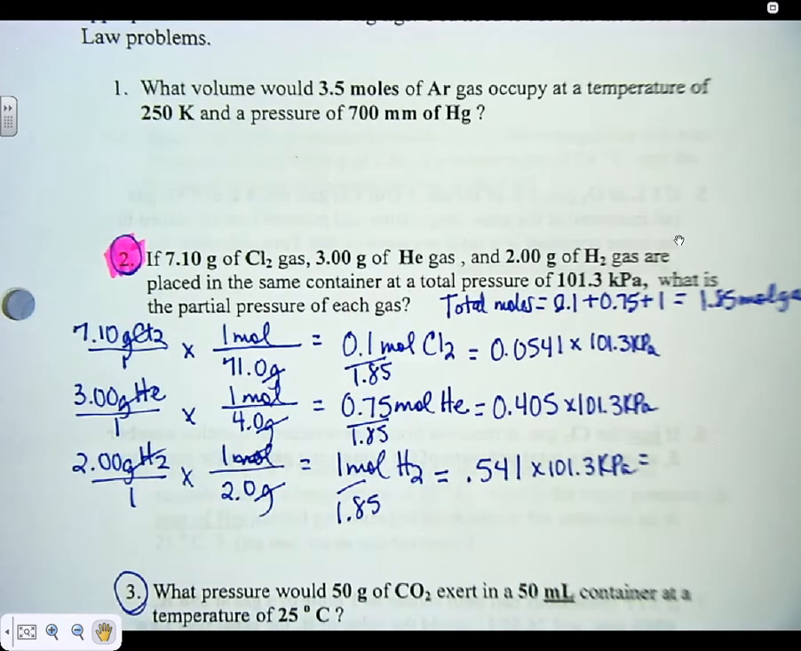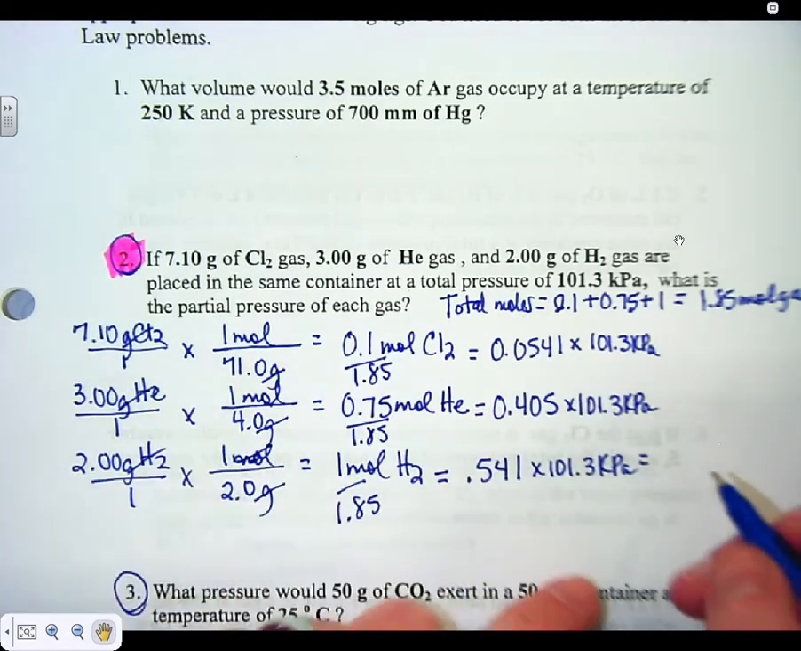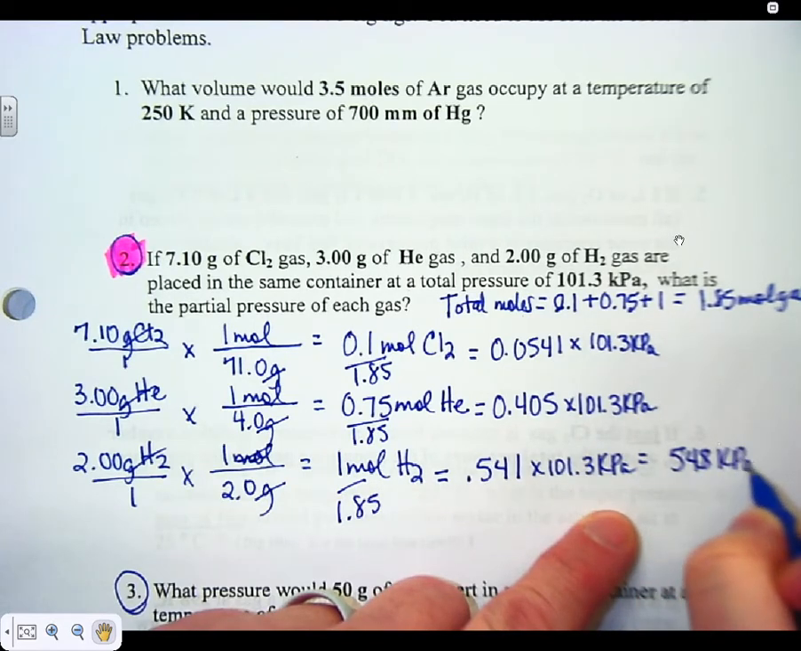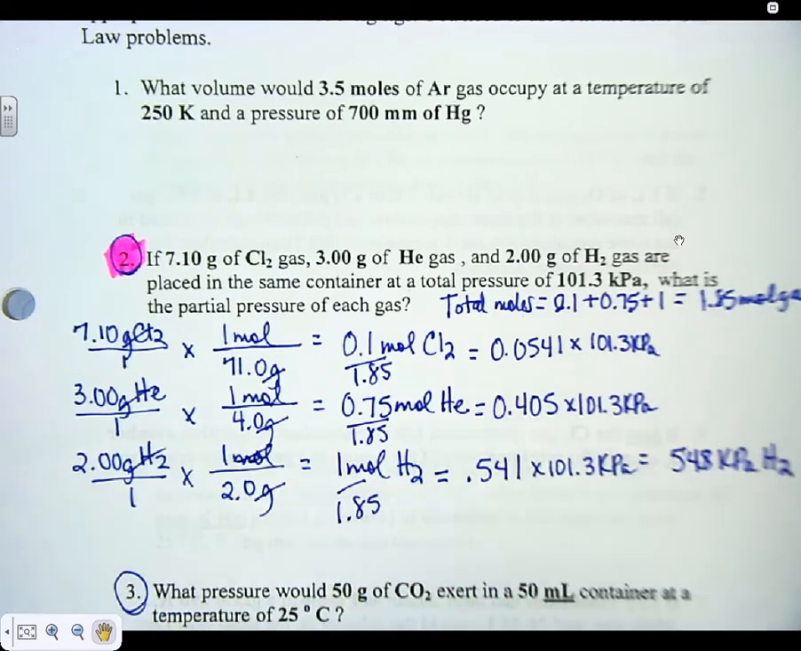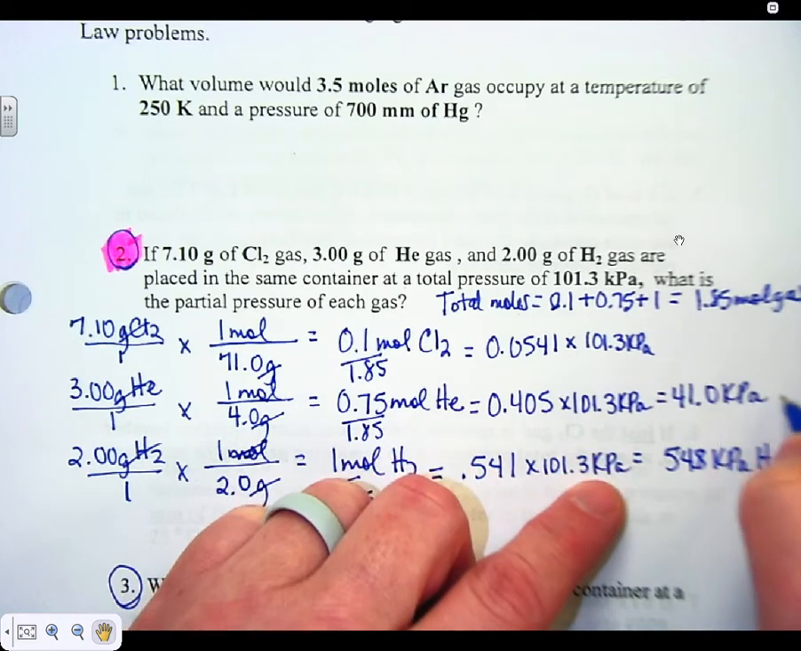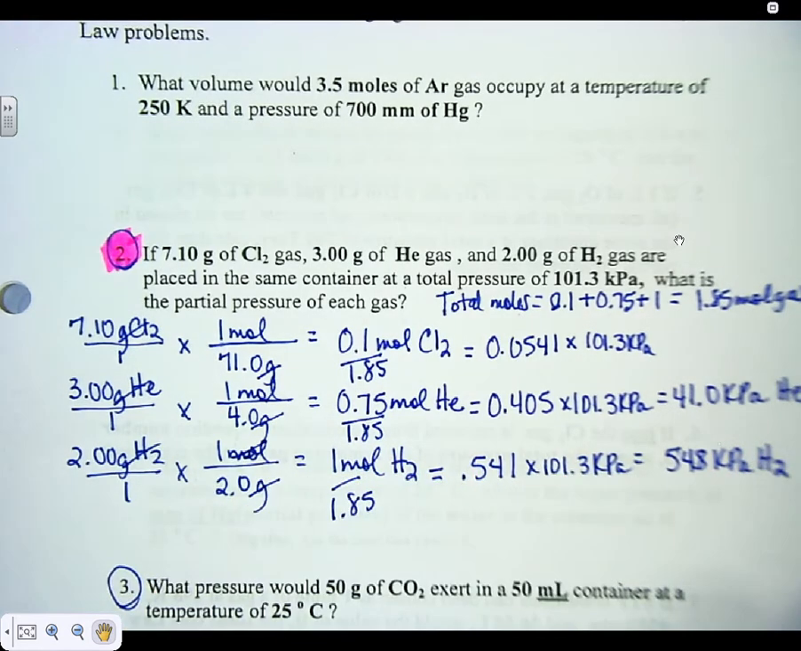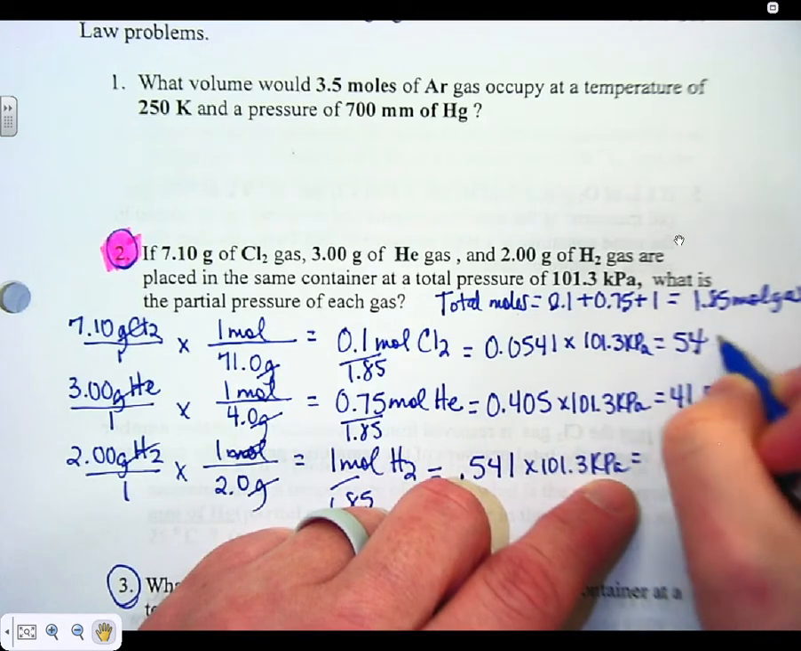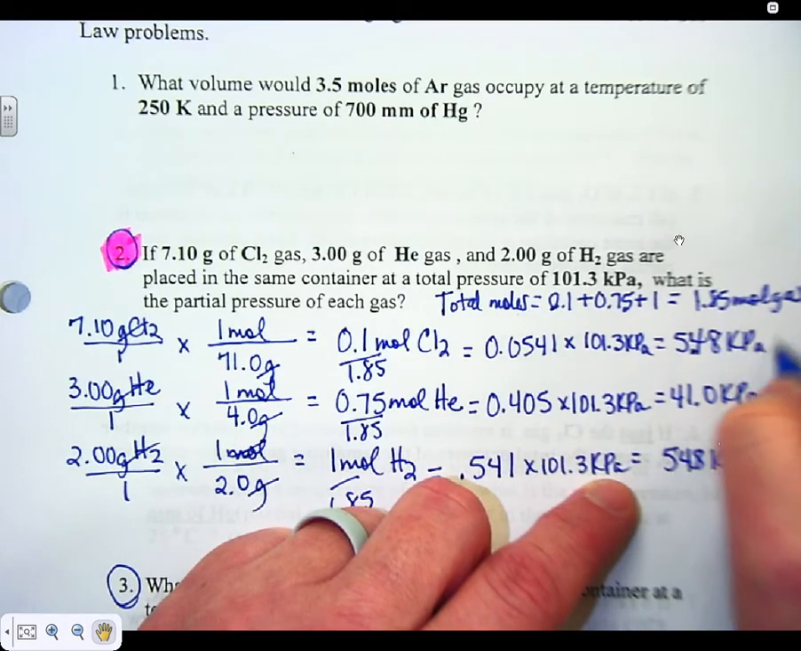Okay, so 0.541 times 101.3 gives me, and again, I'm going to do 3 significant digits, so 54.8 kPa for H2. 0.405 times 101.3 gives me 41.0 kPa for the He, and then 0.0541 times 101.3 gives me 5.48 kPa for the Cl2.